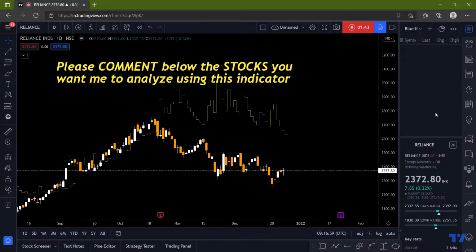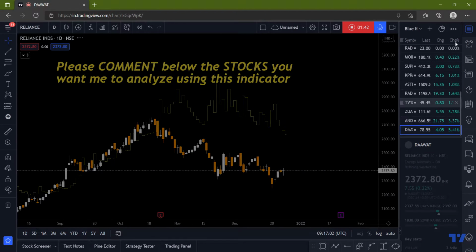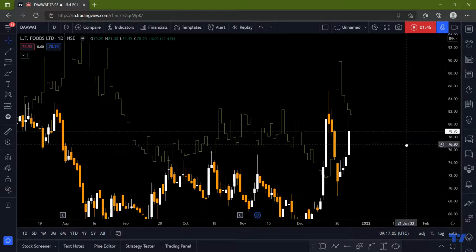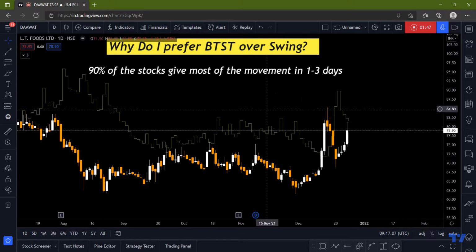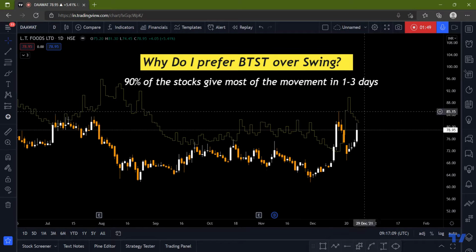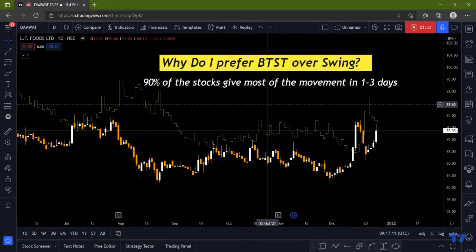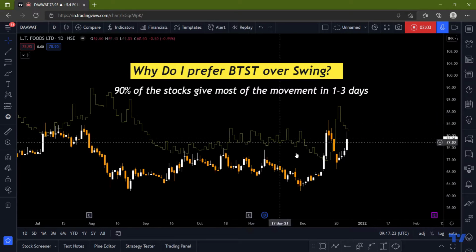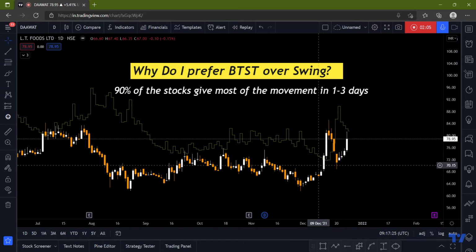So now, why do I prefer BTST trades over swing trades? Let's look at a few examples, right? Here is one of the stocks that I've chosen. You will see that 90% of the stocks give most of the movement in just 1, 2 or 3 days, right? And after that, either they consolidate or they start falling. It is the case that you will see in every stock. These white candles you're seeing are basically the green candles, the days when the price increased, and the orange ones are the days when the price actually fell.